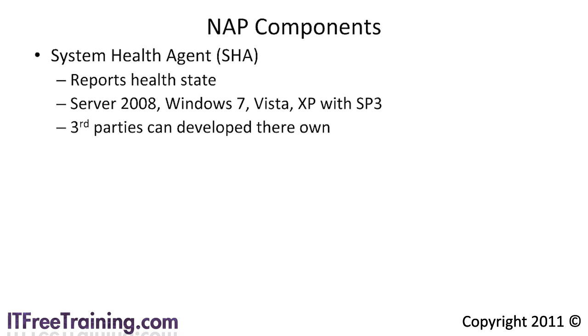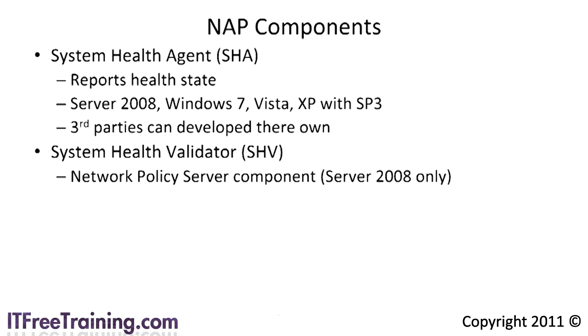Once the client has provided a health statement, this is passed on to a System Health Validator, or SHV. The SHV is part of the Network Policy Server component and must be installed on Windows Server 2008. With the SHV, you can also get it to work with RADIUS. This is useful, for example, if you want to use 802.1X.